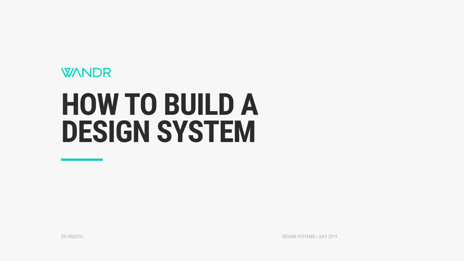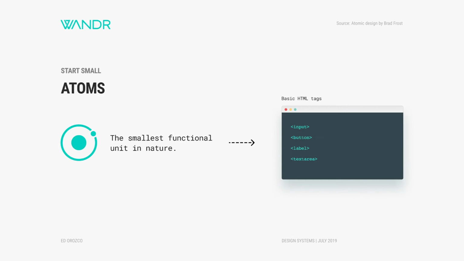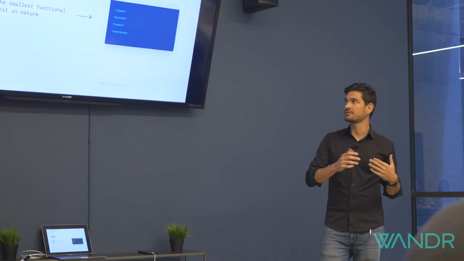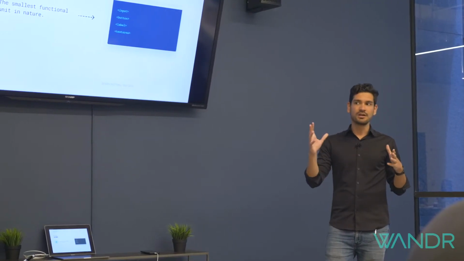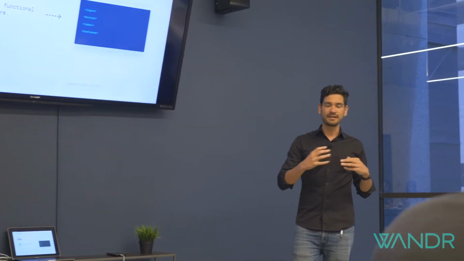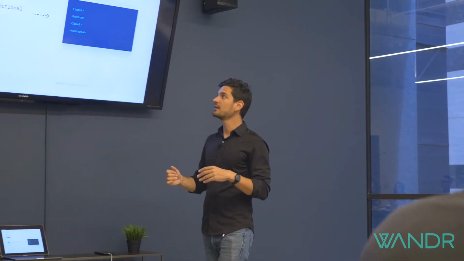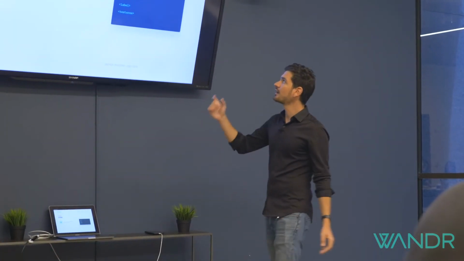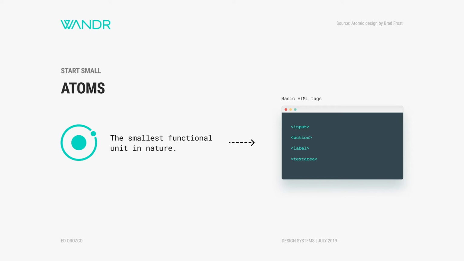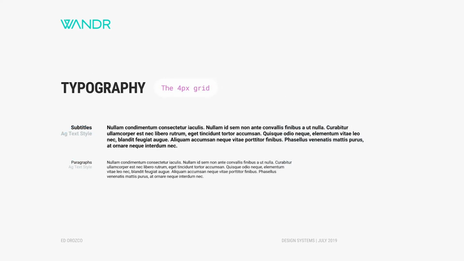Okay, so how do we build a design system? We start with the most basic unit. In the atomic design framework, we talk about atoms, because the atom is the smallest functional unit in nature, meaning it's the smallest unit that still makes sense to deal with. So in this case, we have common HTML tags like input, button, labels, text area. We have also typography and colors.